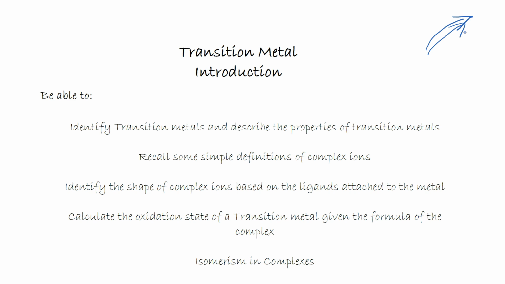By the end of this lesson, you should now be able to identify transition metals and describe the properties of transition metals, recall some simple definitions of complex ions, identify the shape of complex ions based on the ligands attached to the metal, calculate the oxidation state of a transition metal given the formula of the complex, and we've also just looked there at the end at isomerism in complexes.